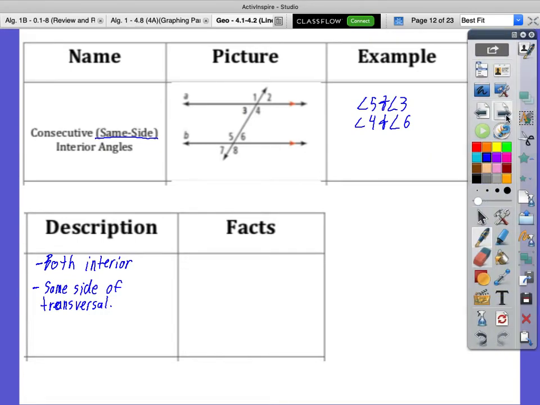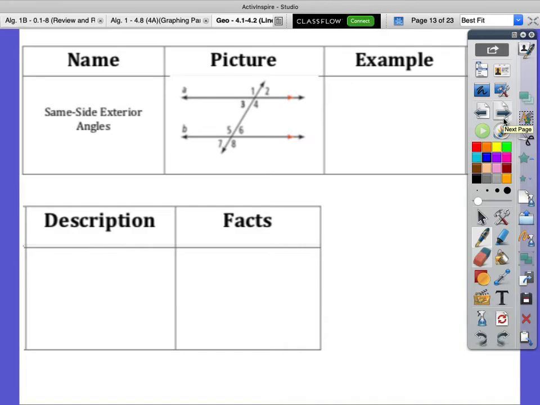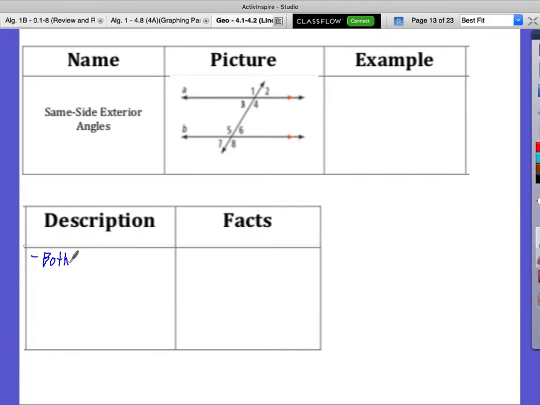1, 2, 3, 4. Perfect. Thank you. Same side exterior angles. So these are going to be both exterior. And our second thing to write after just saying they're both exterior will be they're on the same side of the transversal.